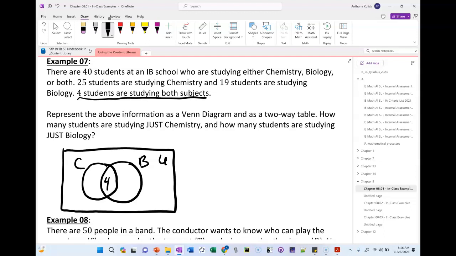Okay, how many should we put in the rest of the C? 25. Well, 25 are in the C circle. How many are currently in C, though? 4. So how many more do I need? Everybody's okay there? And then how about the rest of the B? 15. Okay. If I add these up, what do I get?